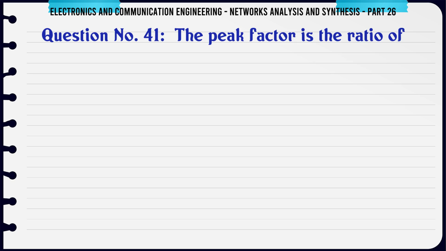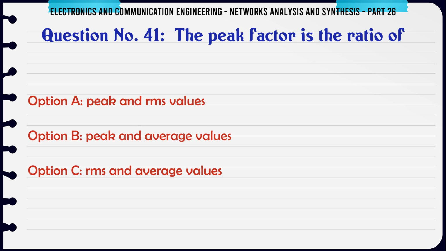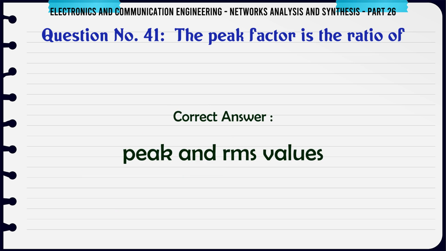The peak factor is the ratio of A. Peak and r.m.s. values, B. Peak and average values, C. r.m.s. and average values, D. None of the above. The correct answer is peak and r.m.s. values.